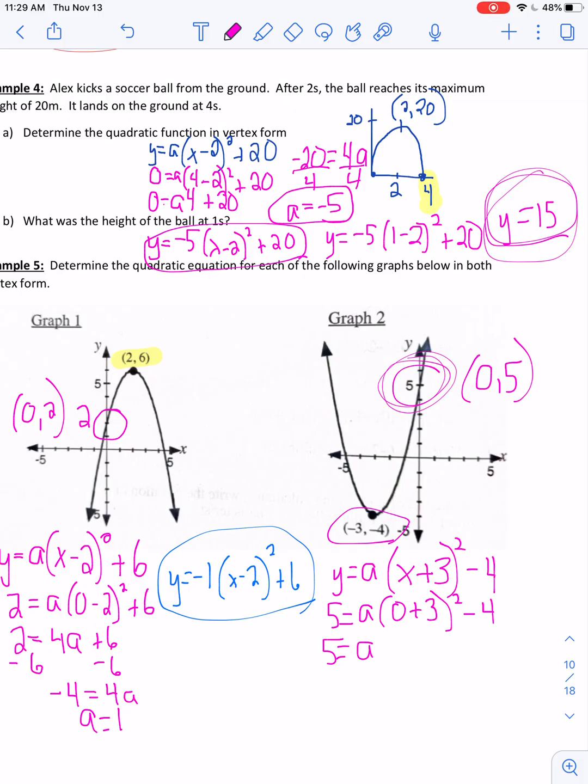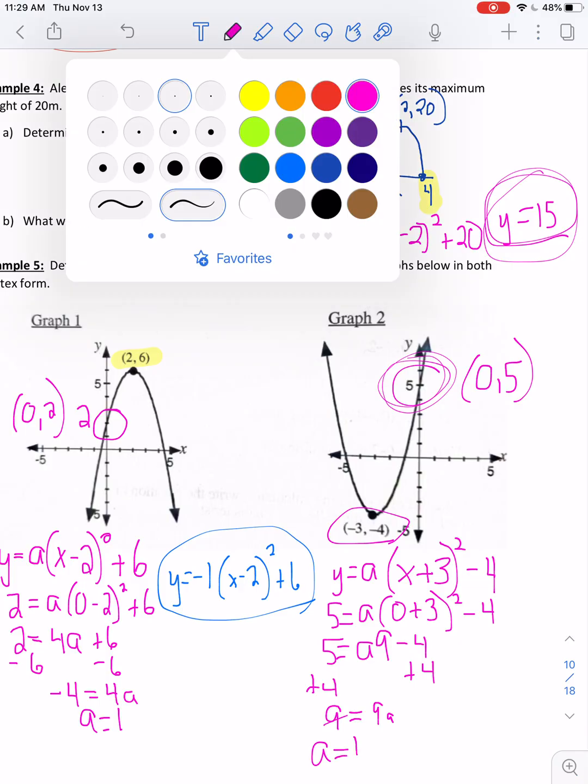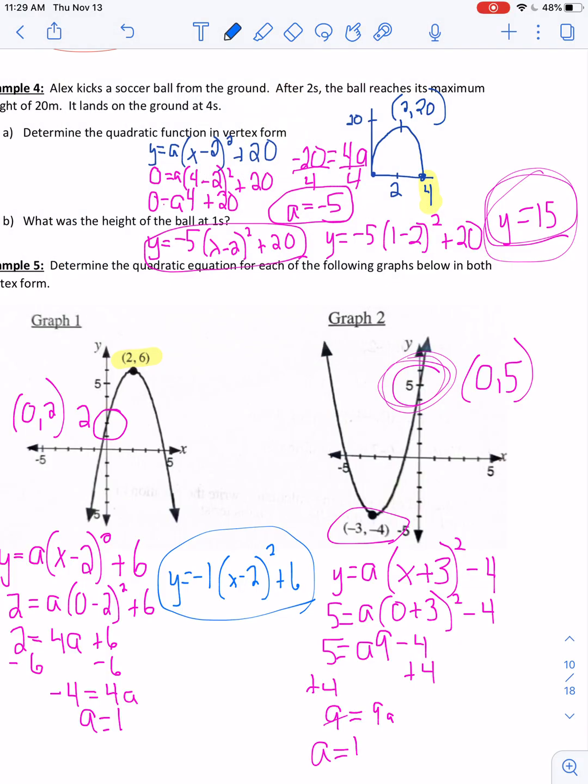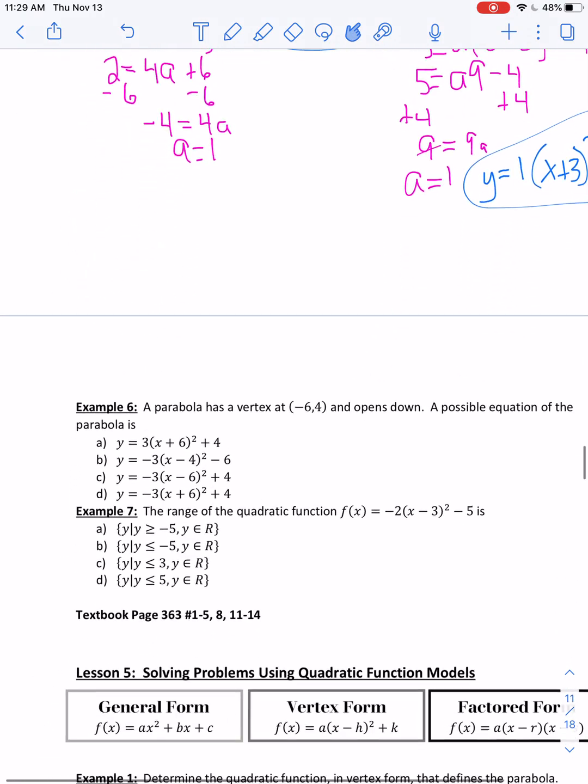Zero plus 3 squared. 0 plus 3 is 3. 3 squared is 9, so I have 9a. Add the 4 over. 5 plus 4 is 9, so I end up with 9 equals 9a, so then a would have to be 1. Now I'm going to use my blue again, write that final equation out, so I have y equals 1, bracket x plus 3 squared minus 4. Beauty. Okay, there's my two equations.